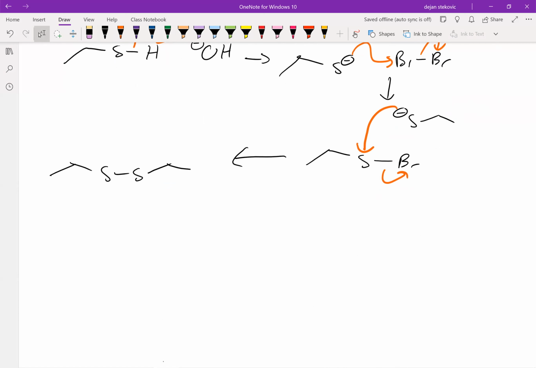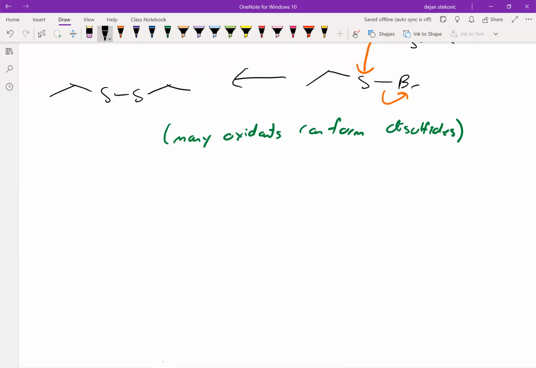Sometimes you'll see other oxidants. So we'll just say many oxidants can form disulfides. We won't take a look into those in particular, but if you're interested, Google is your friend. Of course, we can form these disulfides.